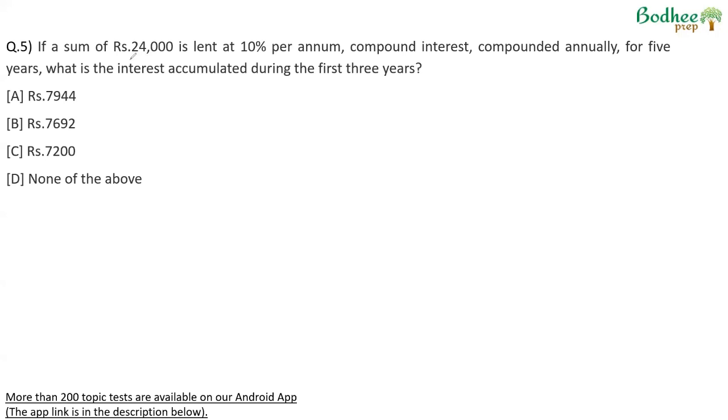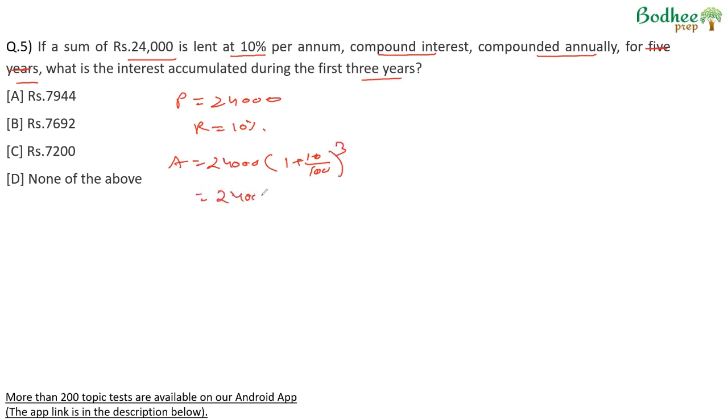If a sum of rupees 24,000 is lent at 10% per annum, compound interest compounded annually for 5 years, what is the interest accumulated during the first 3 years? We just have to look for the 3 years. This 5 years is immaterial. Principal 24,000, rate 10%, and therefore we can say after 3 years the amount will be 24,000 into 1 plus 10 upon 100 cube, which is 24,000 into 1.331.